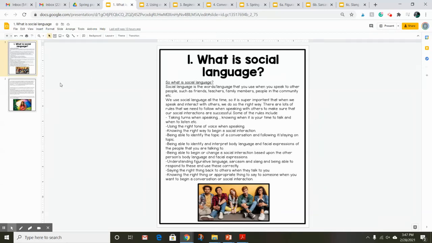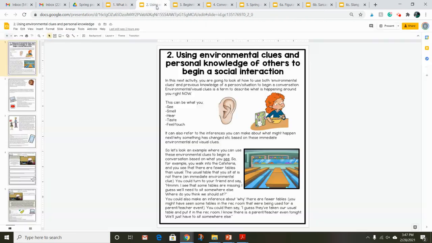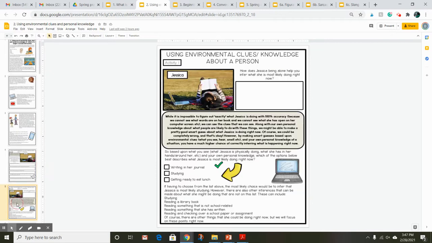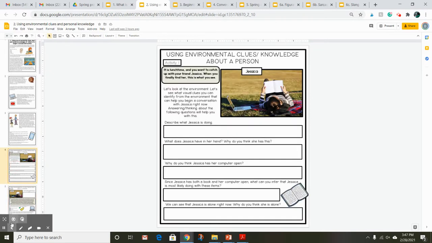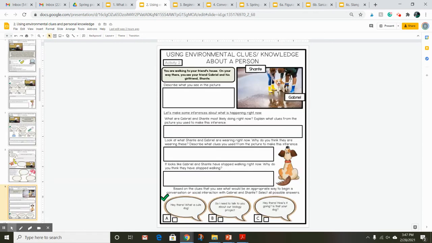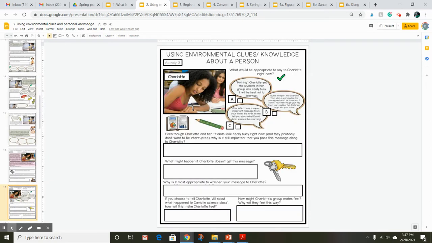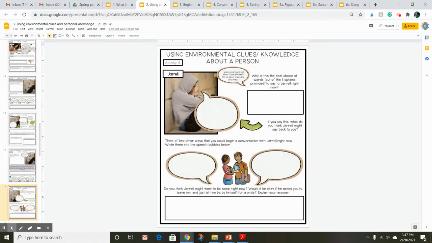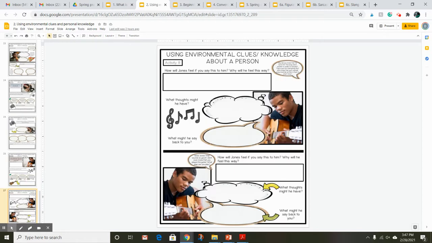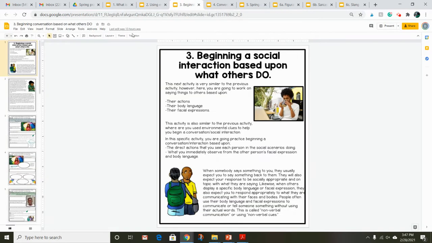This is a super detailed social language and pragmatics activity book for teens, so your middle school and your high school students. This is focusing on some of those key pragmatic language skills, such as initiating conversation based upon what you see is happening in the environment around you, as well as knowing personal information about a person. How can you use those cues to start a conversation with a friend?